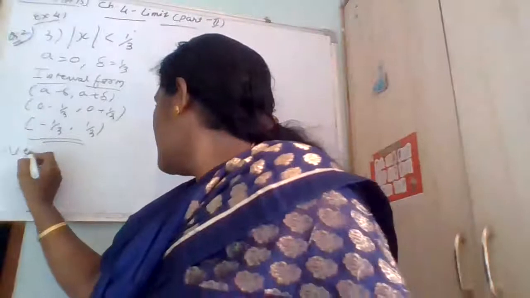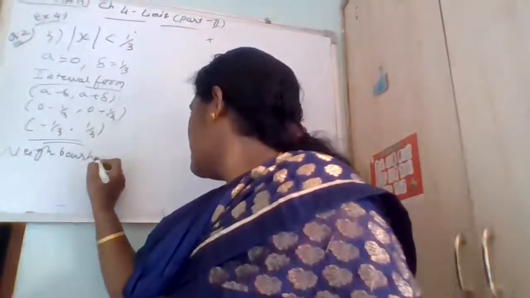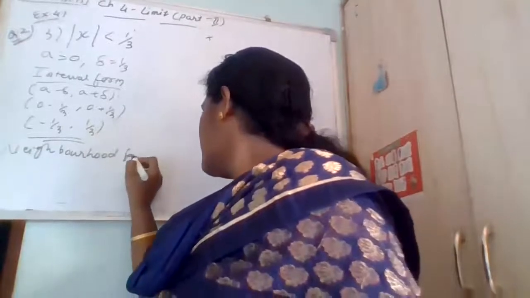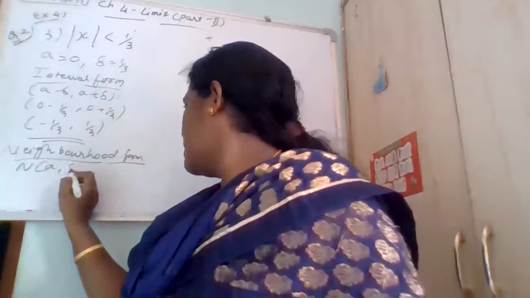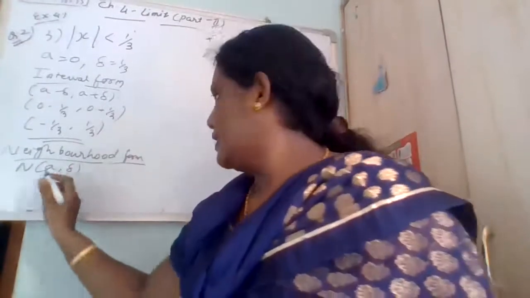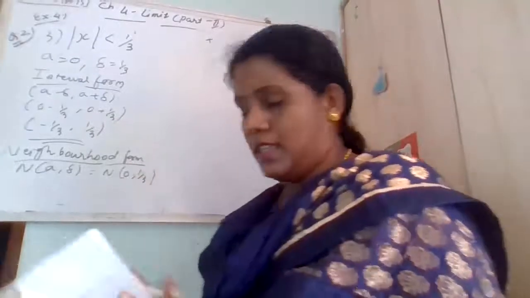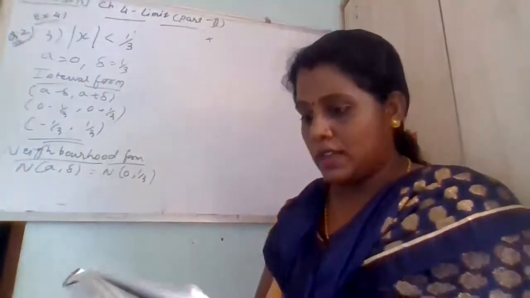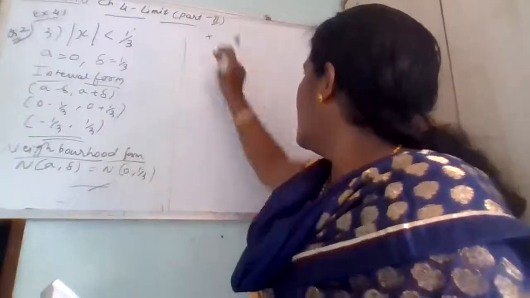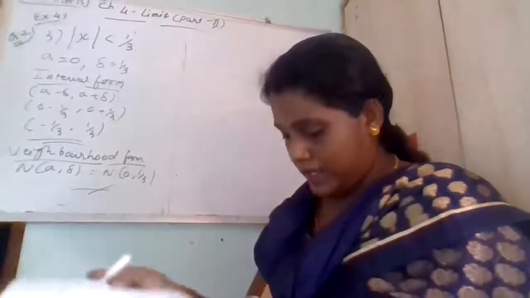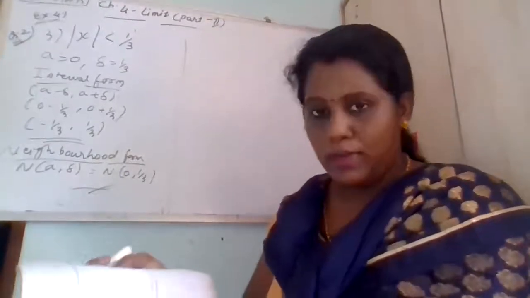Then the neighborhood form: a and delta, that comes to 0 and 1 by 3. So this is your answer for the third sum. Now we will see the fourth one. See, the fourth one you can do by yourself.